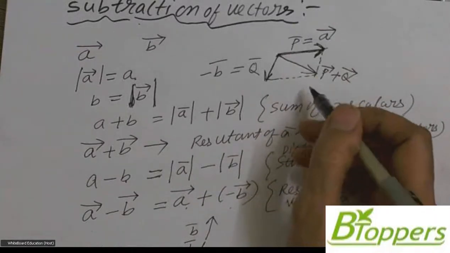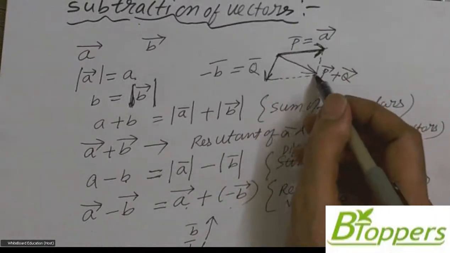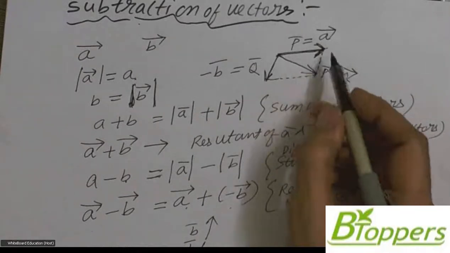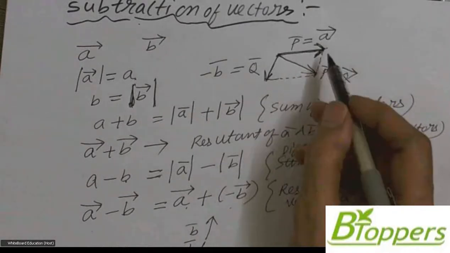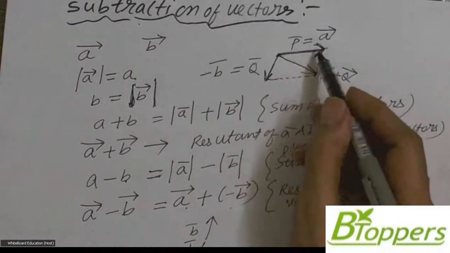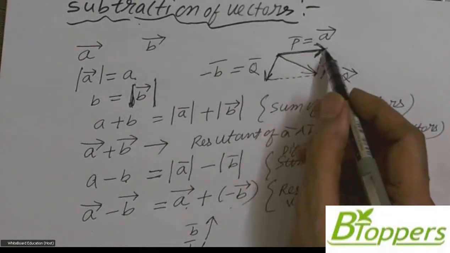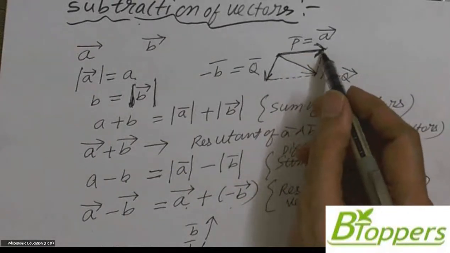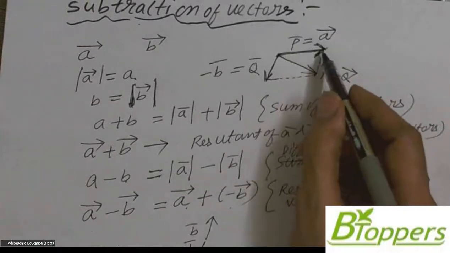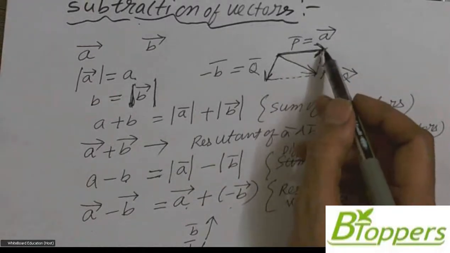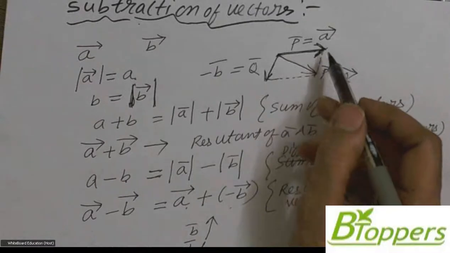And to find the relative velocity of one body with respect to another body, again a similar graphical method will be followed. So next I am going to discuss the general graphical method for finding the difference of two vectors.